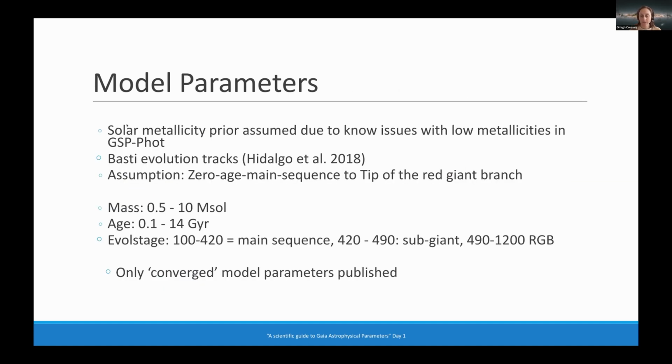So the model parameters, as I said, the solar metallicity prior was assumed due to the known issues with the low metallicities in GSP-Phot at the time. We used the BaSTI evolution tracks, these are the Hidalgo et al. 2018. Our assumption is that the star is somewhere between the zero age main sequence to the tip of the red giant branch. So if the star that you're looking at is a pre-main sequence and it has a result, it's going to be forced to be somewhere on the zero age main sequence to the tip of the red giant branch. So the results will be, of course, biased or incorrect.